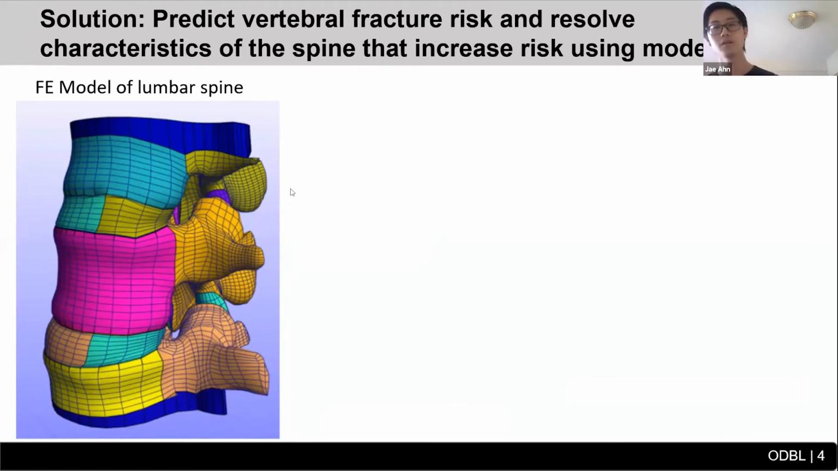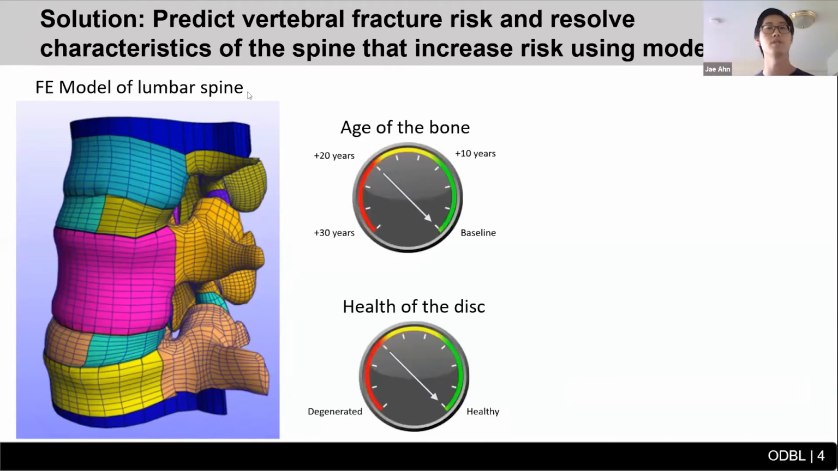I decided to look at two specific characteristics of the spine, namely the age of the bone and the health of the disc. For each condition of the disc, whether it's healthy or degenerated, I'm going to look at how the bone changes across the span of 3 decades. I do that for the healthy case here, as well as for the degenerated case.